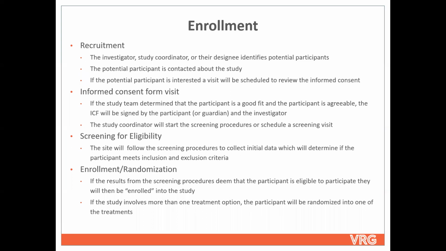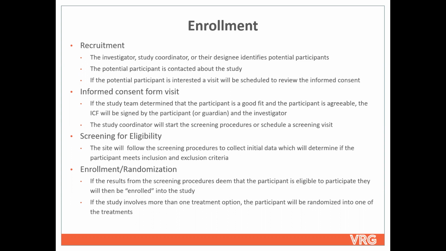So once you've signed the informed consent, the coordinator or designee would schedule the participant for what we call a screening visit. And this is where we collect initial data. And again, this is detailed in the protocol, what we're collecting and how we're collecting it. And we do this to determine if the participant meets inclusion and exclusion criteria. So this, again, is listed in the protocol. It lists everything the participant must meet and everything they must not meet in order to join the study.